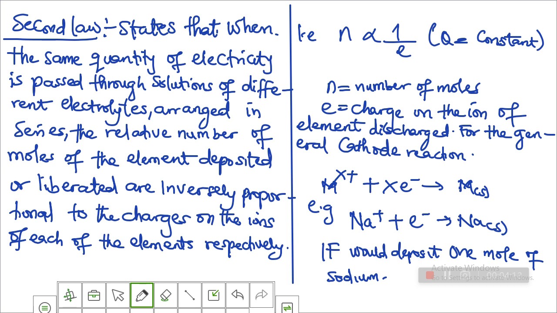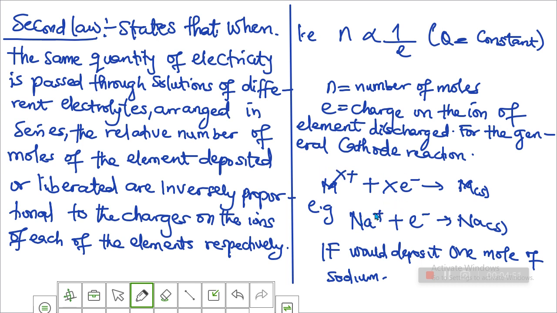So mathematically we can say n varies as 1 over E. Our n is the number of moles, and our E is the charge on the ions. I hope you understand. So our E is the charge of the ions. So now this is the equation for it. When M carries M plus or X minus, it will be equal to n. So whatever it carries is what you are going to add.